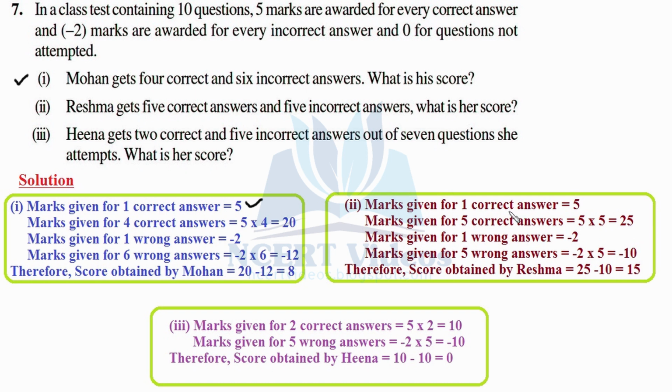Now Reshma gets 5 correct answers. Again doing the same thing, 5 5s are 25. So you got the idea how to do this. Now marks given for a wrong answer, minus 2. She attempted 5 wrong, therefore minus 10, because minus 2 into 5. Her total score is positive minus negative. Therefore she scored 15 marks.